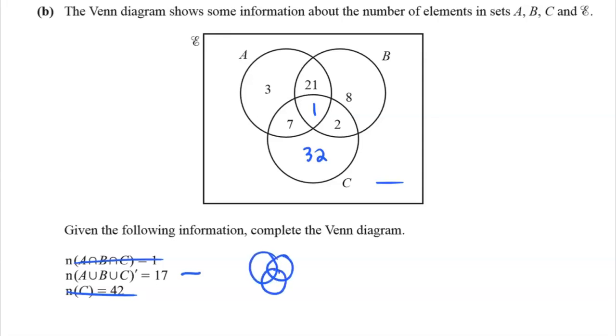If we take the union of all the circles, we're talking about every part of all those circles. So that's the union of A, B, and C, or it's A or B or C. And then if we say not that, well, then we're just talking about what's outside, which is what we're missing. And that has to be 17. So that's our last magic number to put on the diagram.